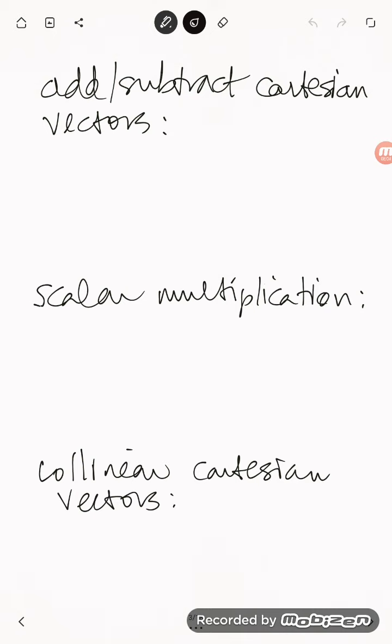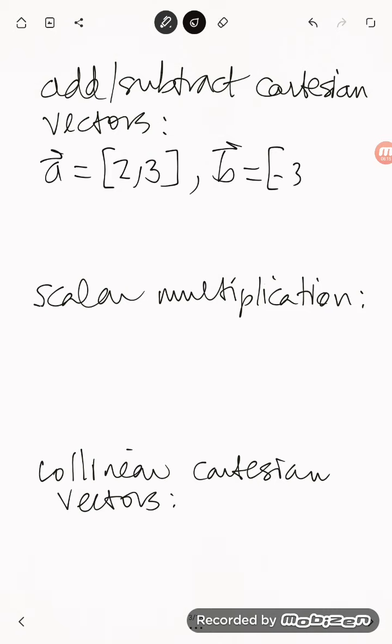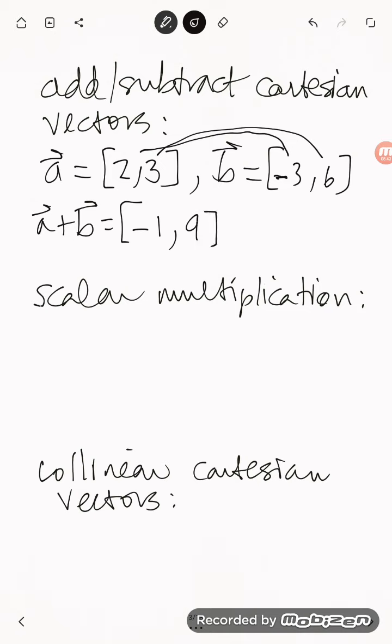For Cartesian vectors, it's a little bit easier. So if, for example, we have a vector A = (2, 3), let's use that same one, and a vector B = (-3, 6), and we want to add these vectors, so we want vector A plus vector B, then all we need to do is simply add the corresponding components of the vectors. So we're going to add the 2 and the -3, because those are both first components, and we're going to add the 3 and the 6, because those are both second components, and so my vector A plus B is (-1, 9).